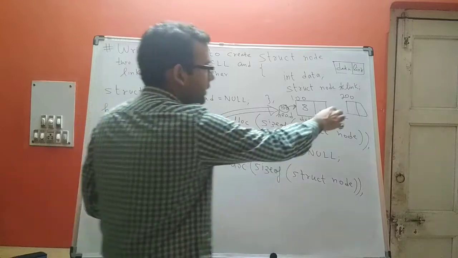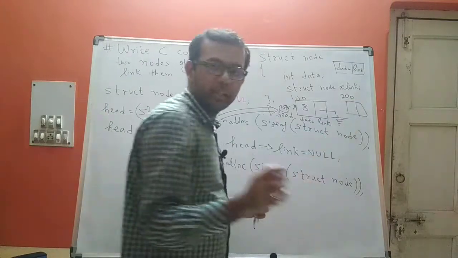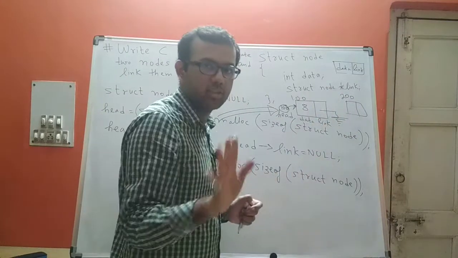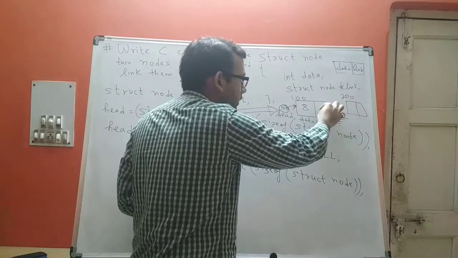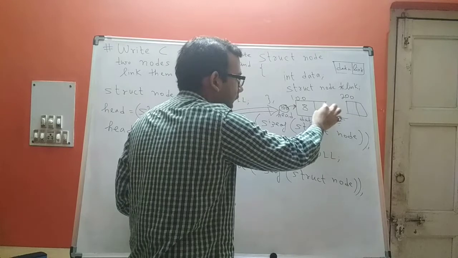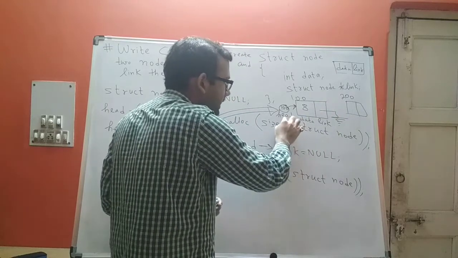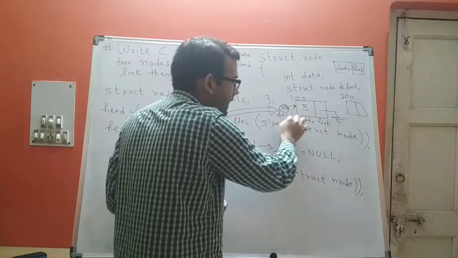And here, what will malloc do? It will return the address of the first byte. And the address of the first byte is, let's say, 200. Let's assume that it's 200. So where should this 200 go? This 200 should go in the link part. Now, how can I access the link part? I can access the link part through head. I can say head arrow link.